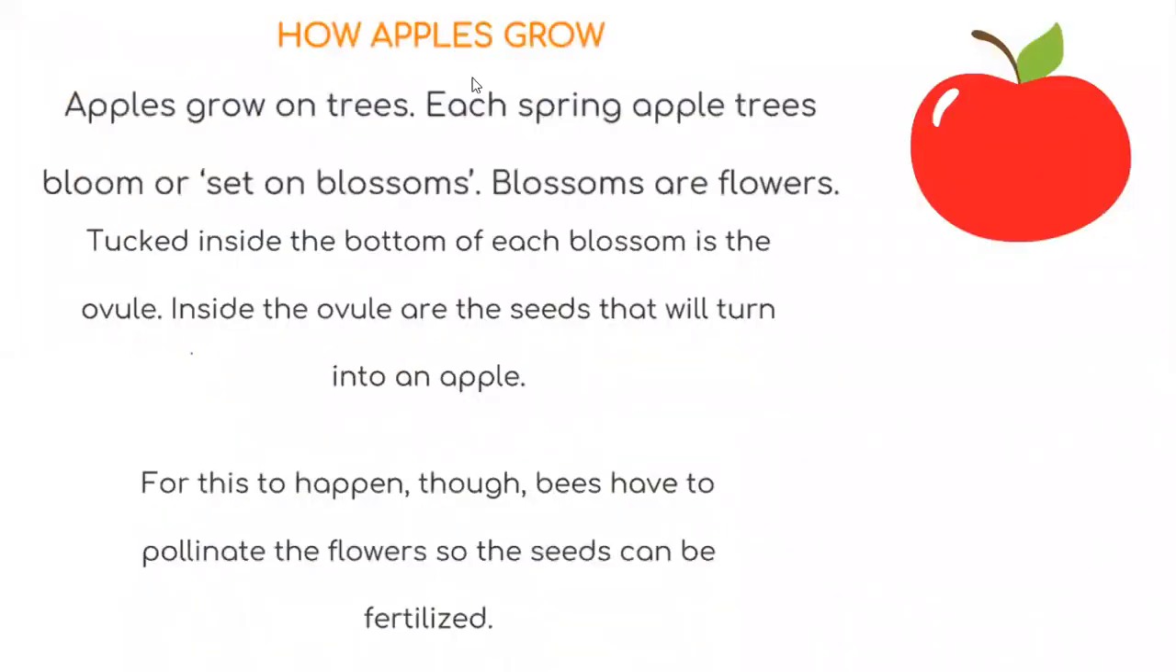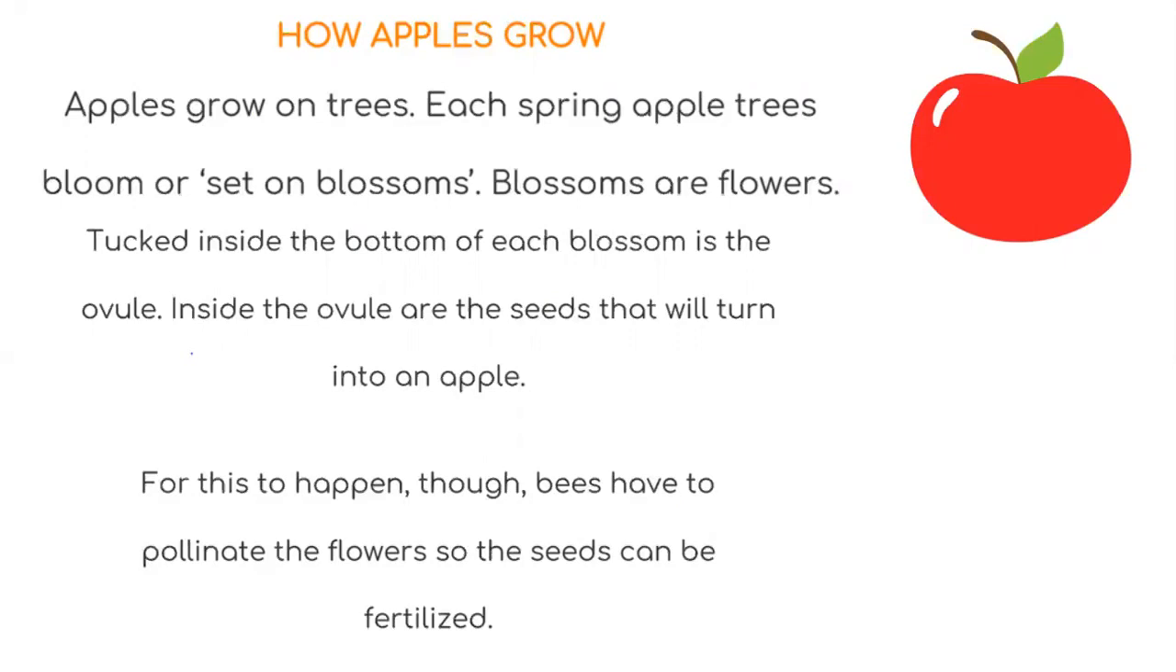So today we're going to talk about how apples grow because we've been learning about life cycles and apples come from trees. So we're going to see what the life cycle is on an apple tree. Apples grow on trees. Each spring, apple trees bloom or set on blossoms. Blossoms are flowers. Tucked inside the bottom of each blossom is an oval. Inside the oval are seeds that will turn into an apple.